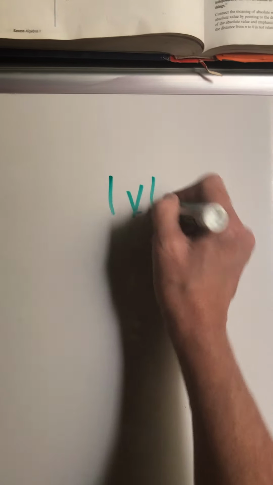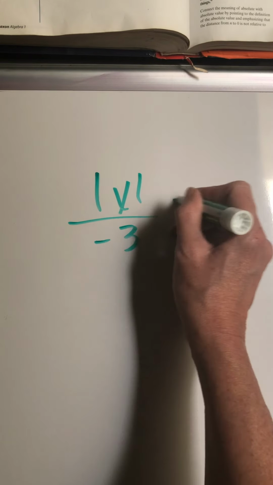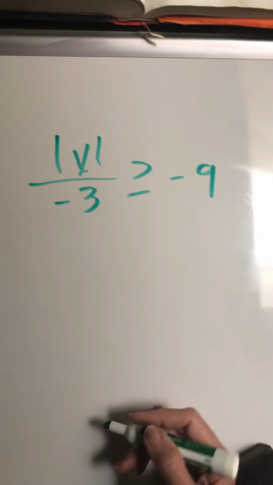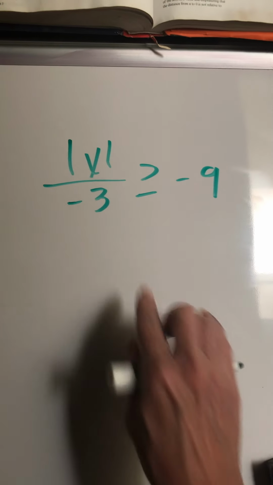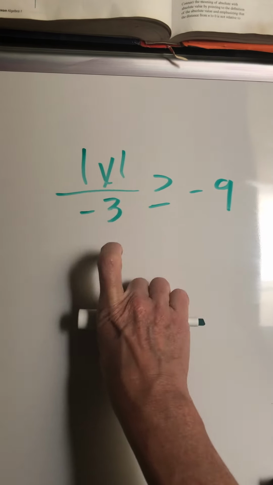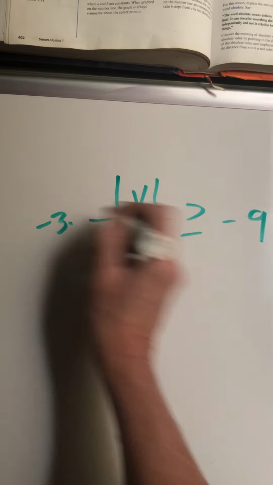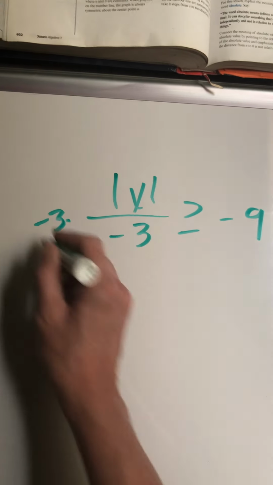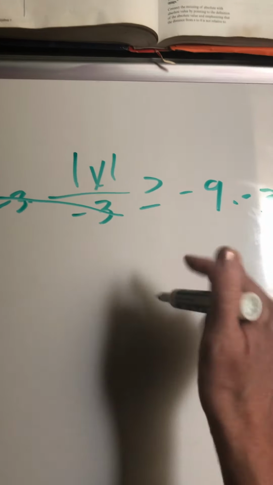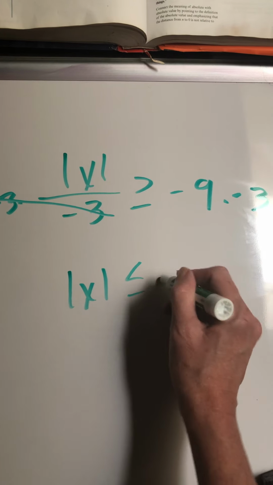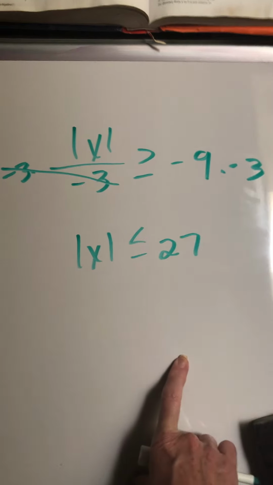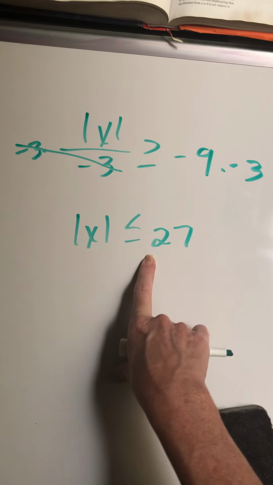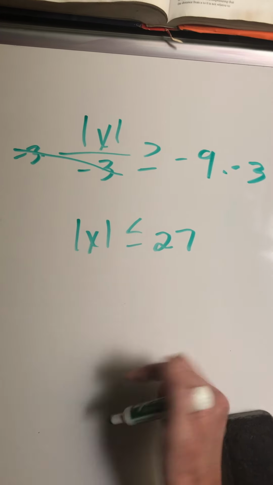Let's try another one. Absolute value of x divided by -3 greater than or equal to -9. So I'm going to get rid of this -3. I'm dividing by -3, so I'm going to multiply both sides by -3. I'm multiplying by a negative, so flip the inequality. That's one of the biggest things you have to watch out for. Flip that inequality when you're multiplying or dividing by a negative.